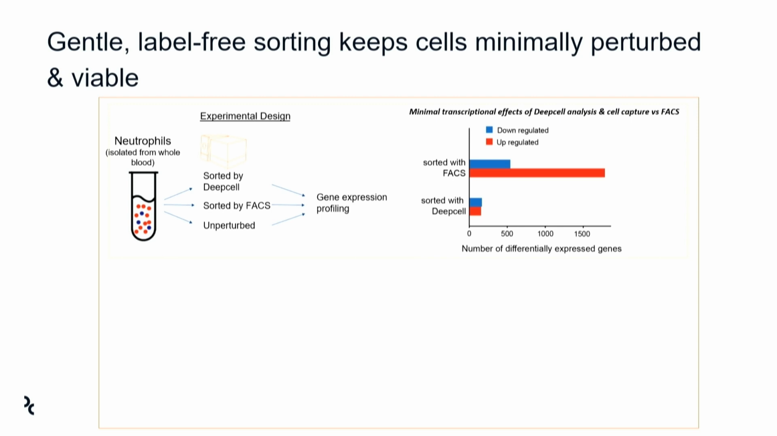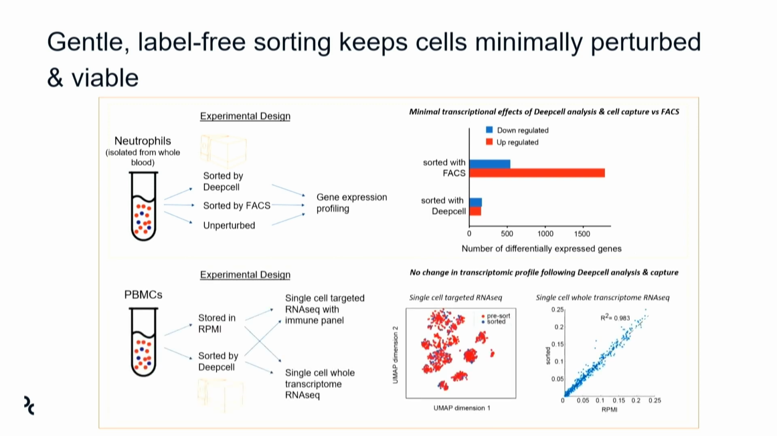And then we performed bulk gene expression profiling by RNA-seq. And what you can see here on the top portion of the graph is that the cells that were sorted by FACS have very high differentially expressed genes, either up or down regulated compared to the unperturbed cells, versus the cells that were sorted with Deepcell have minimally perturbed cells at the gene expression level. So this shows that in fact, while FACS could significantly induce gene expression misregulation, the Deepcell platform minimally perturbed the cells.